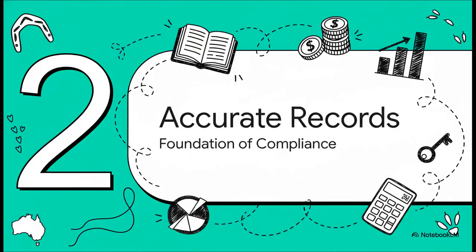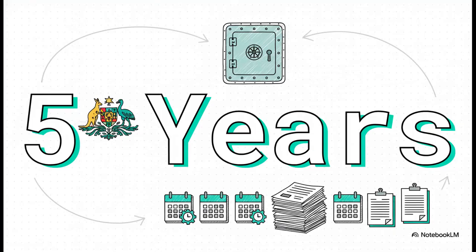Now that we've established the rules, we turn to the method of demonstrating compliance. This brings us to Section 2, maintaining accurate financial records. This is not just a best practice, it is the absolute foundation of the entire tax compliance system. The Australian Taxation Office is very clear on its record-keeping requirements. All businesses are required to keep records of their transactions for a minimum period of 5 years.